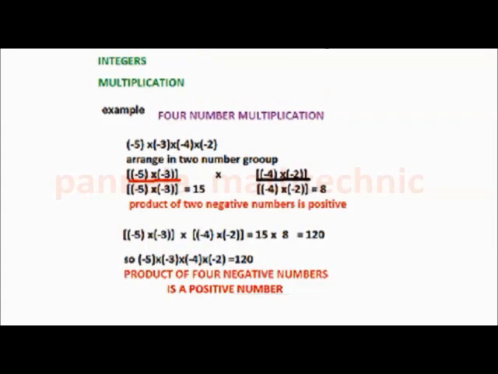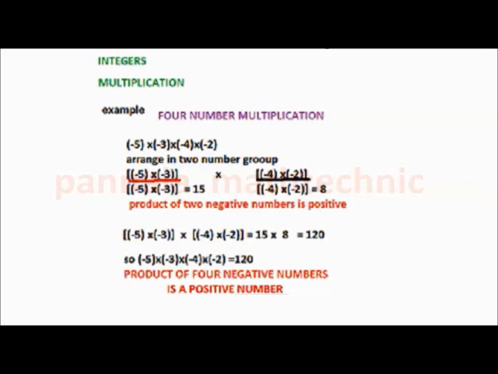Now 4 number multiplication. Minus 5 multiplied by minus 3 multiplied by minus 4 multiplied by minus 2. Arrange into number groups. Two groups will be formed. Minus 5 multiplied by minus 3 is one group, and minus 4 multiplied by minus 2 is another group. Minus 5 multiplied by minus 3 becomes positive 15, because the product of two negative numbers is positive. The other group, minus 4 multiplied by minus 2, becomes positive 8. Again here also the product of two negative numbers is positive.